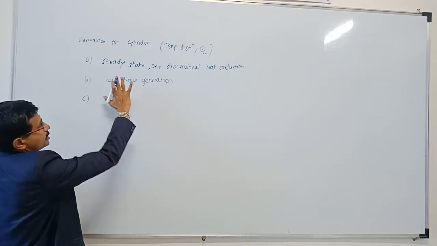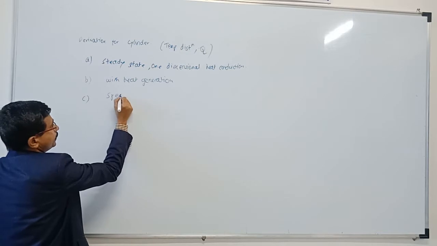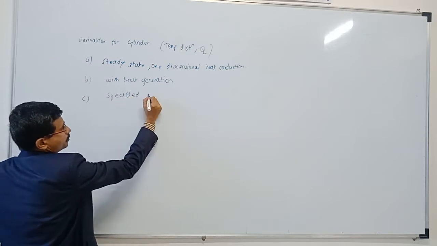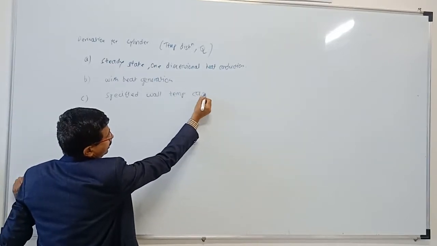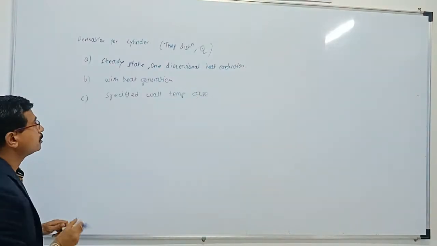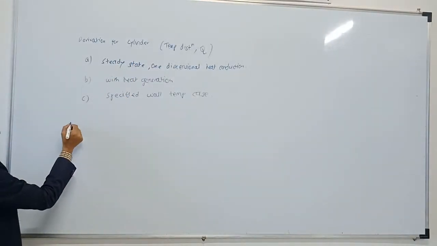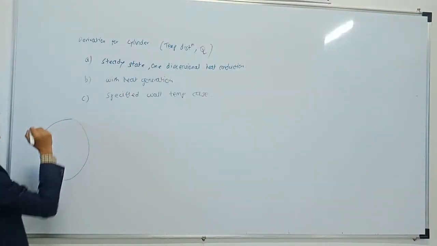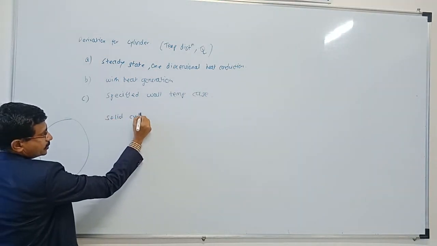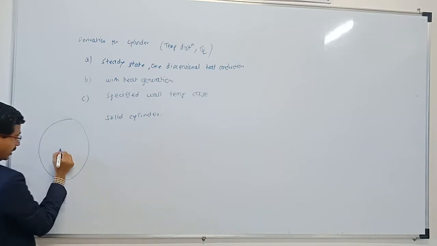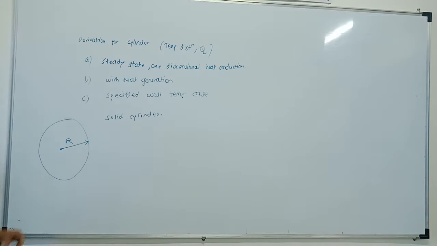now the boundary conditions. For that I want to write the third condition, and that condition is specified wall temperature case. Okay. Now with this condition I will try to draw the figure. Now let us consider a solid cylinder having radius capital R. Why I am writing capital R?